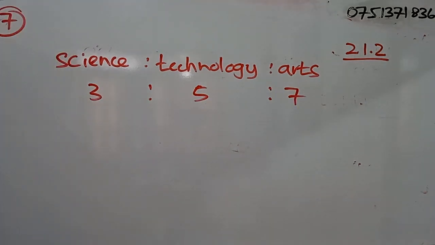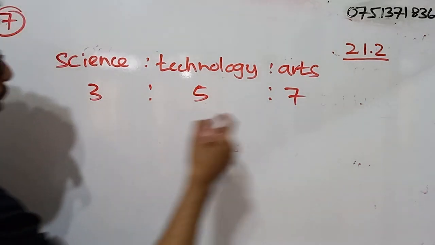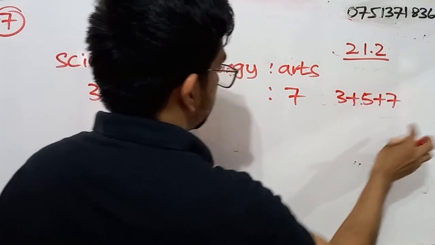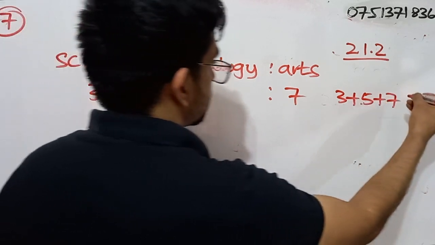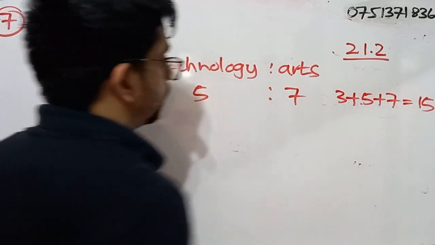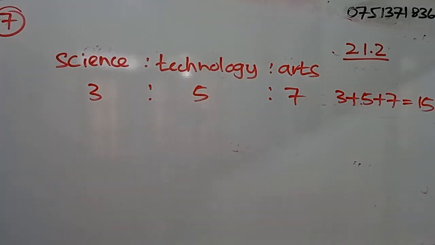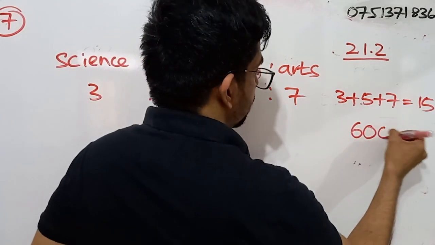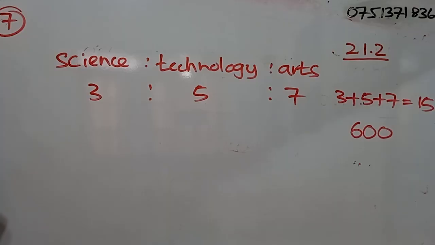So in any case, we will calculate the total number of parts. That means 3 plus 5 plus 7. 3 plus 5, that is 8. 8 plus 7, that is 15. So the total number of parts is 15. If the total number of high school students in the school is 600, how many students are enrolled in the art stream?